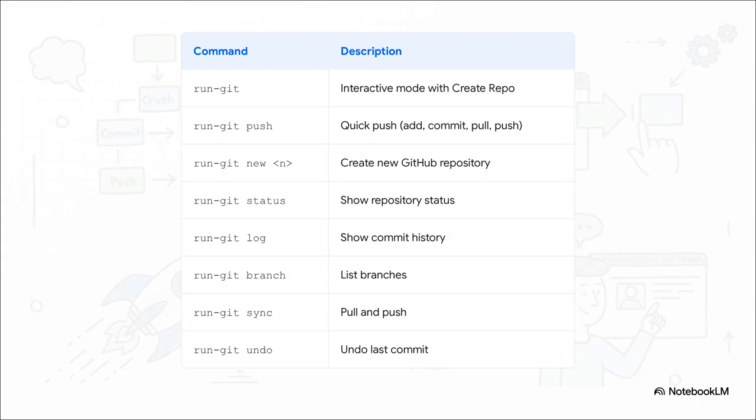And hey, if you're not a big fan of interactive menus and you just prefer direct commands, RunGit has you covered there too. It offers a full set of shortcuts for all the common operations, so you can do a quick push, check the status, or even undo your last commit with a single, easy-to-remember command.